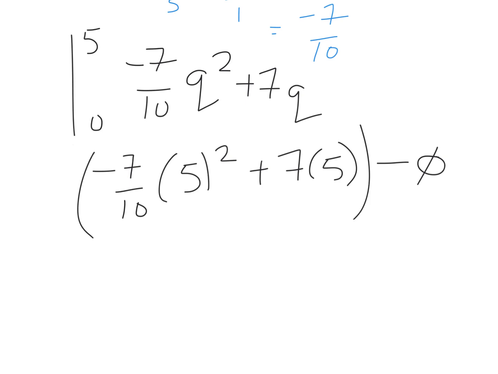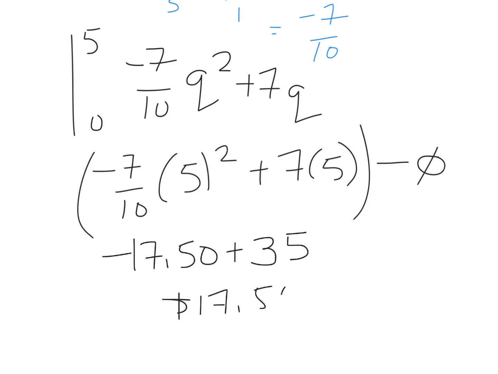5 squared is 25, times 7 is 175, divided by 10. Minus 17.50 plus 35. Right? Yep, 17.50. So the producers benefit from getting a higher price for their product than they anticipated, and their surplus is $17.50.